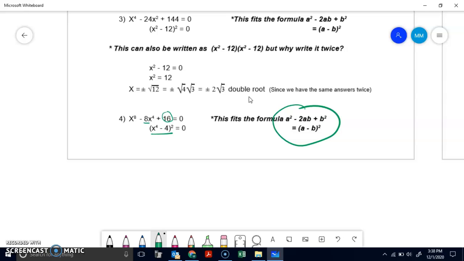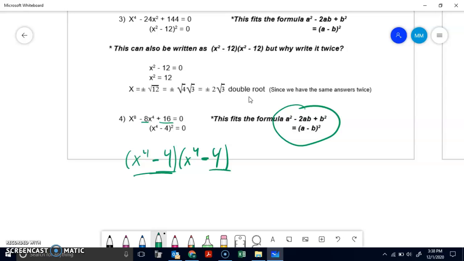But even if you can't use that formula, just factor like normal. X to the 8th would be x to the 4th and x to the 4th. 16 would be 4 times 4. That adds up to 8, but they both have to be minus. Negative 4 and negative 4 add up to negative 8. Negative 4 times negative 4 makes positive 16.